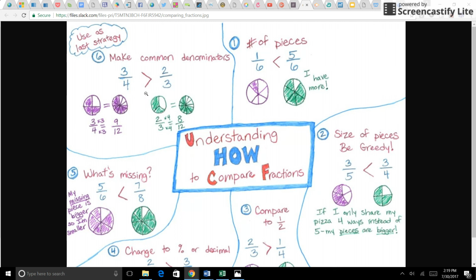So in this example, see if you can look back at possibilities 1, 2, 3, 4, or 5. Are there any other strategies you could use to figure out which one's larger and which one's smaller without doing this step? So that's my challenge to leave you with.